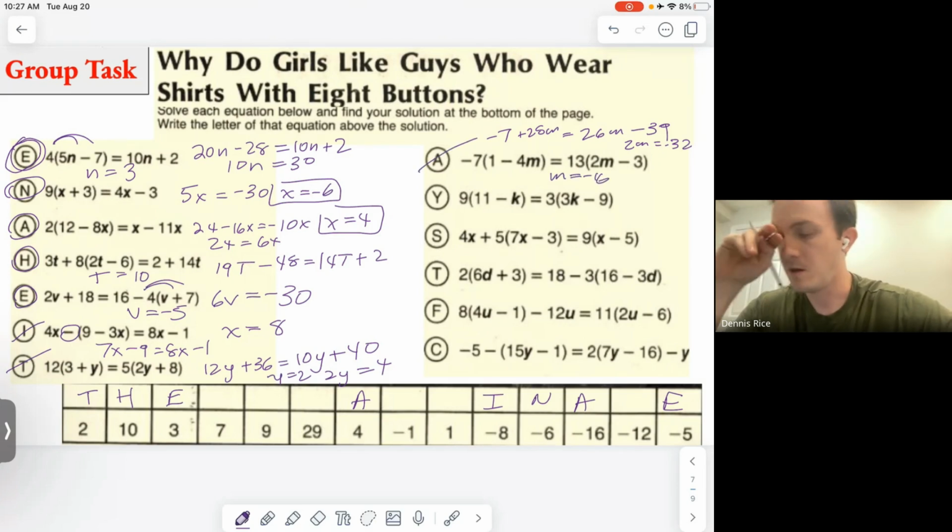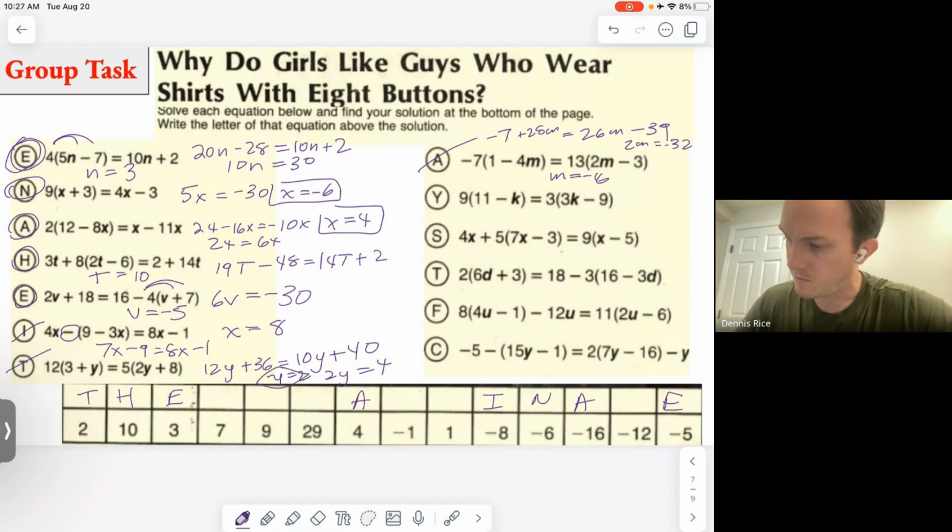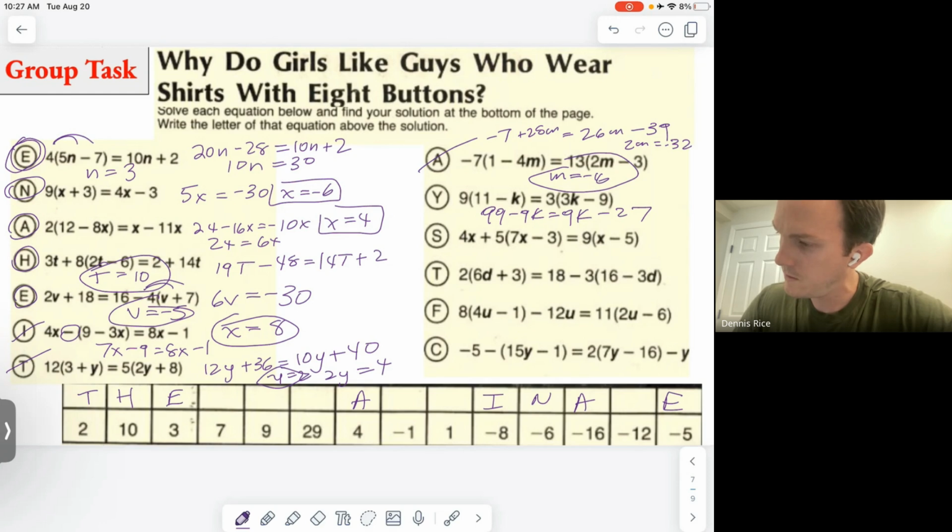If you're keeping up with just the answer, I'm trying to write it somewhere near each one. I'll circle it maybe too. Here we get 99 minus 9k equals 9k minus 27. 18k equals 126. So that's 7. K equals 7. I know for a fact we don't use the 9 column, so it's a space. Now let's see if we can do the last 4 quickly here.